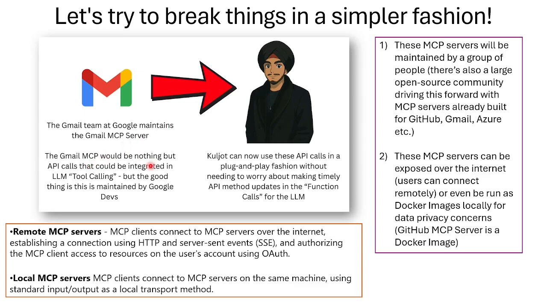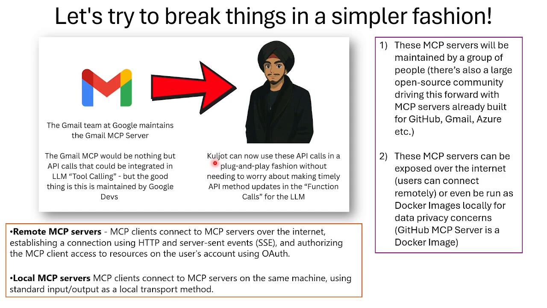And the Gmail MCP server would be nothing but API calls that could be integrated in LLM tool calling. So at the end of the day, it's a wrapper on top of that LLM tool calling that we saw earlier. But this time, the good news is that these MCP servers are maintained by Google devs. So if a change happens overnight, my AI application wouldn't break, because the Gmail developer would make a change in the MCP server itself, right? And then because my LLM just uses the MCP server, it's good to go.